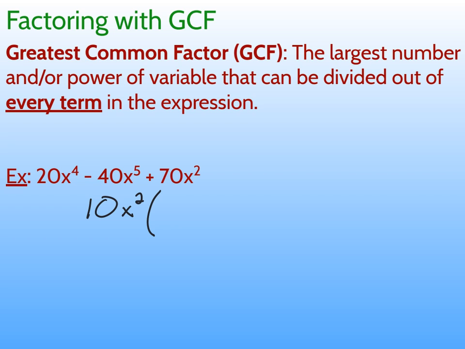So now the key is we figure out what we're left with. So we have to divide each of these terms by 10x squared. It's like the reverse of the distributive property. I mean, it is the distributive property, but reverse of what you're used to. So 20 divided by 10, of course, gives you 2. And x to the fourth divided by x squared gives you x squared. Now, minus 40 divided by 10 is 4. And x to the fifth divided by x squared is x cubed. And finally, plus 7, and x squared divided by x squared is x to the 0, or 1. So that is completely factored with GCF.